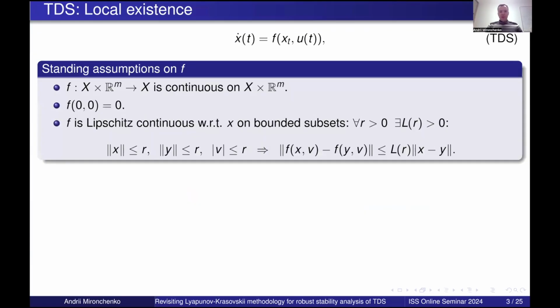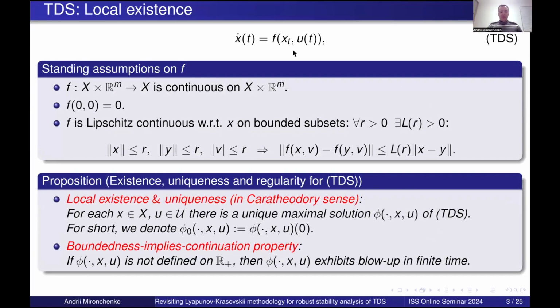Okay, so just to make the basic assumptions, we will always assume that f is continuous in both variables jointly. Also, we assume that f of 0 is 0, and f is Lipschitz continuous on bounded subsets with respect to the first argument. As we know, this guarantees that for any initial condition x and for any input u, there is a unique maximal solution, which we denote by phi of x, u. And it is defined on some subinterval of R plus.